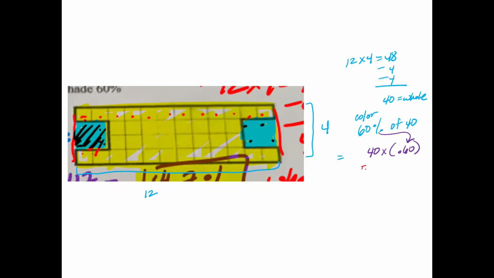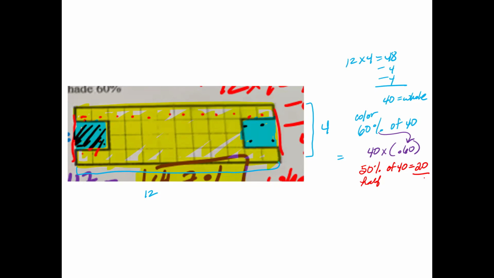Now, you know what 50% is. What's 50% of 40? Which is half of 40. What is that? 20. It's 20, because 40 divided by 2 is 20.